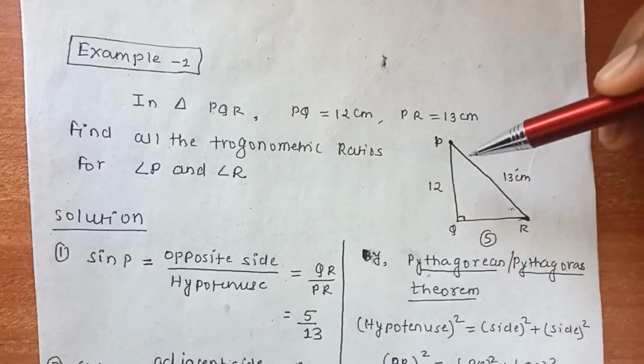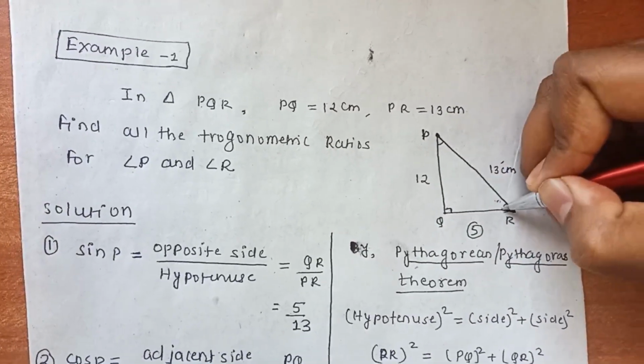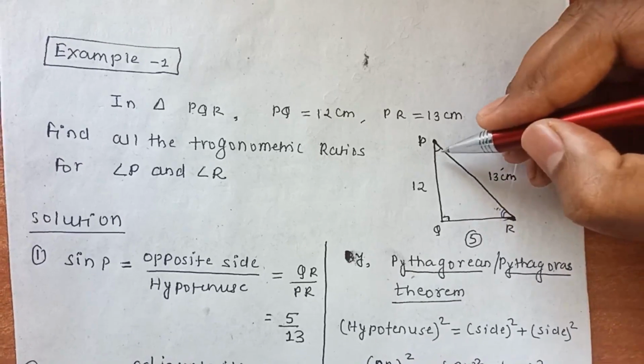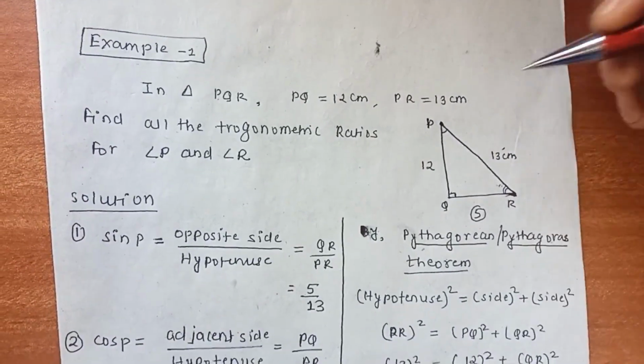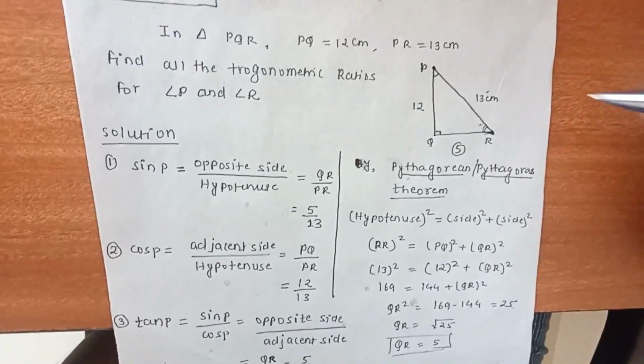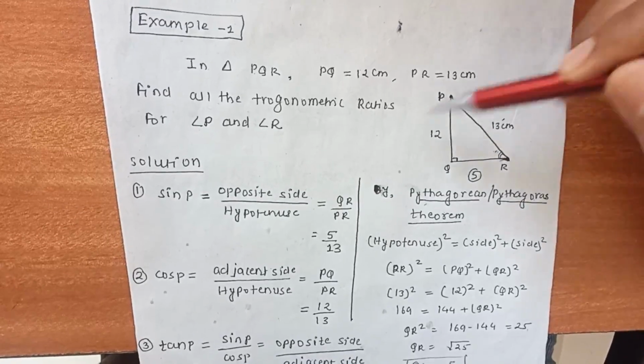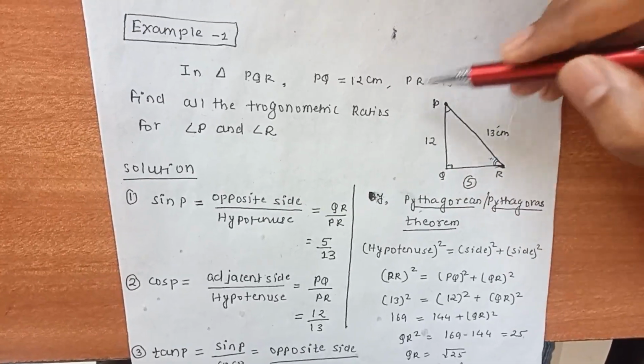And I have to find the ratios for angle P and also ratios for angle R. So I will find the ratios of angle P and I will give homework to find the ratios for angle R. All the 6 trigonometric ratios we have to find out. Let's start with that.